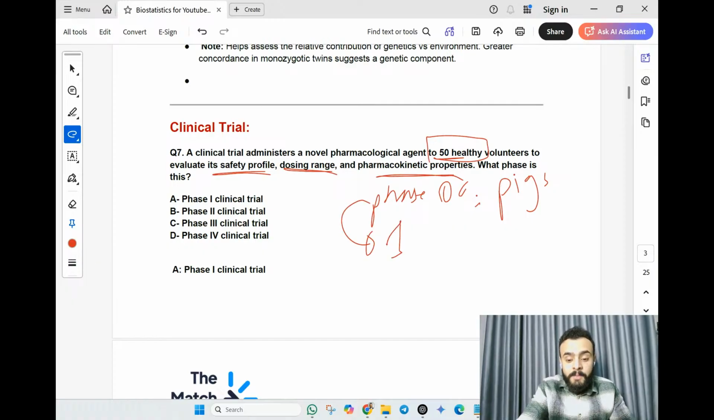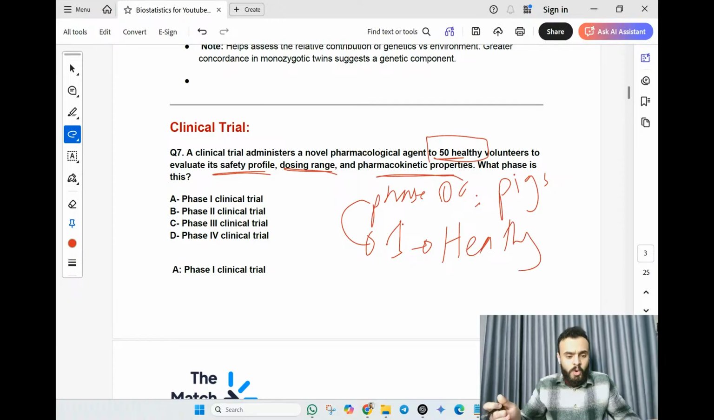Phase 1. Phase 1, guys, you will start with a small number of healthy volunteers. Why healthy? Because, guys, I do not know if the drug will be safe in humans or not. I want a healthy person with a healthy liver, healthy immune system to tolerate the adverse effects of the drug if there are any. I do not want to kill people. So I start with healthy volunteers for safety. And this is high yield, guys. They will ask you, phase 1, healthy people to assess what? To assess safety.